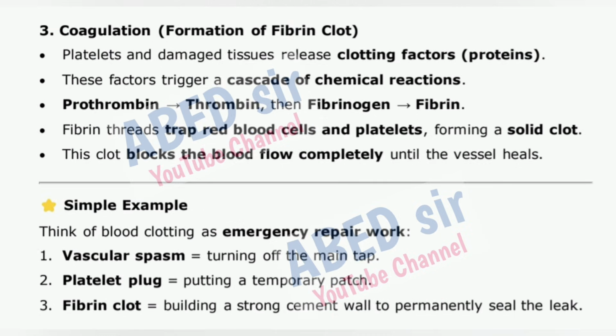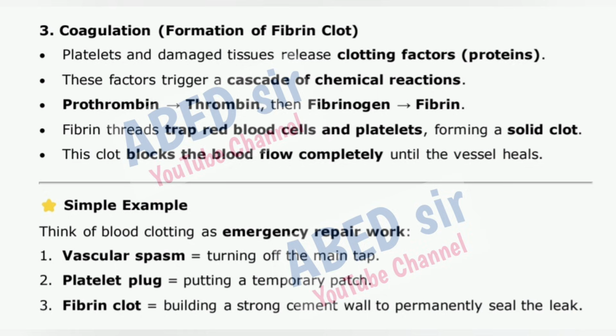3. Coagulation, formation of fibrin clot. Platelets and damaged tissues release clotting factors, proteins. These factors trigger a cascade of chemical reactions. Prothrombin to thrombin, then fibrinogen to fibrin. Fibrin threads trap red blood cells and platelets, forming a solid clot. This clot blocks the blood flow completely until the vessel heals.